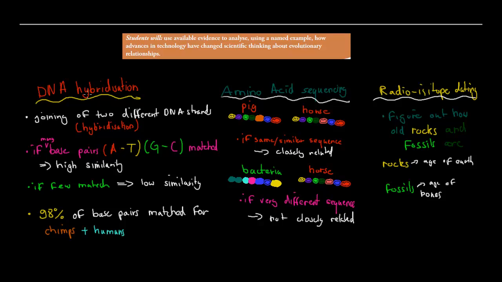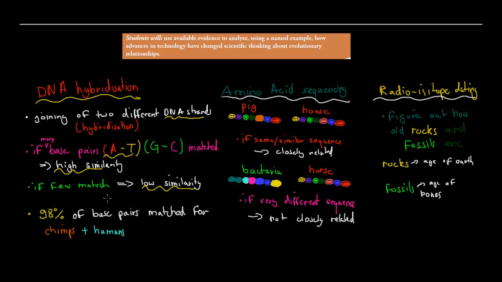So we had DNA hybridization, and that was joining together of 2 different DNA strands. So for example, joining the monkey strand with the human strand, not to create a new animal, but just to see how similar they are. If many base pairs, especially A, T, and the GCs, matched as they should, then they have a high similarity. If there were few matches, then there are low similarities.